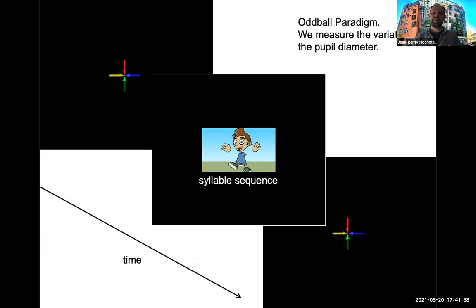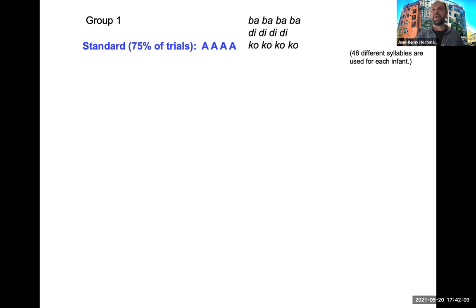For this study, we also use the oddball paradigm with a measure of pupil dilation. Again, infants see this little guy jumping like this, and every time they see him, they hear sequences of syllables. In the first experiment, in 75% of the trials, infants are going to hear four syllables that are the same. The syllable varies from one trial to another, so they will hear ba, ba, ba, ba, then di, di, di, di, then coco, coco, et cetera. And in 25% of the trials, we violate the structure by having a last different syllable, for instance lu, lu, lu, me.